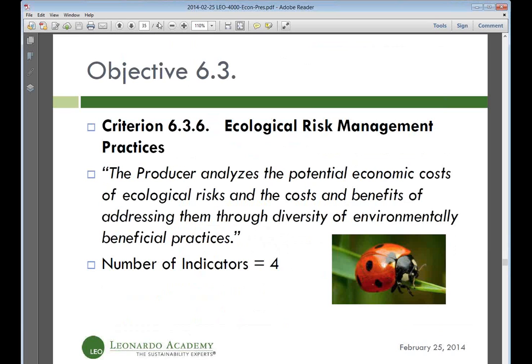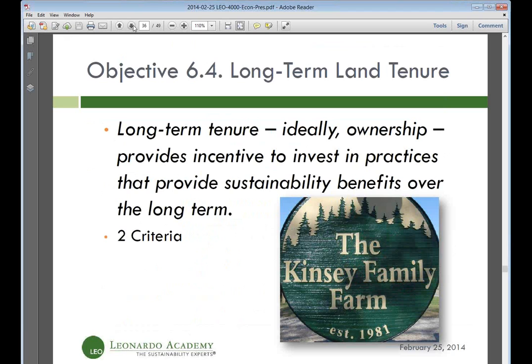Moving on to Objective 6.4, what we had heard, what we understood as we were developing these objectives and criteria, is that sustainability considerations, these considerations of planning and management over the long term, are easier or perhaps more natural when you own your property, but that many people are not in a position to own the land that they farm.